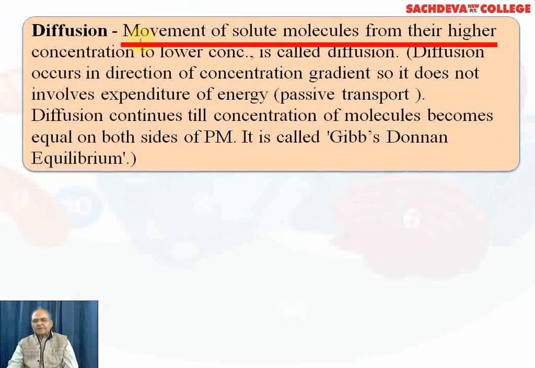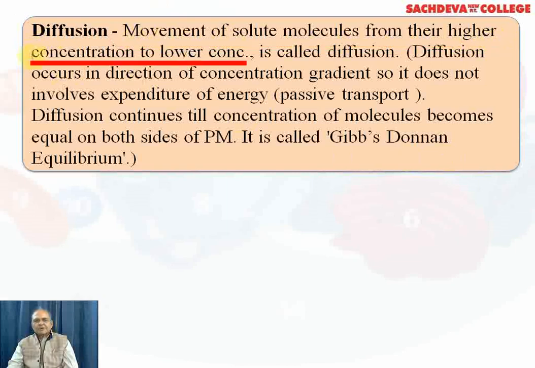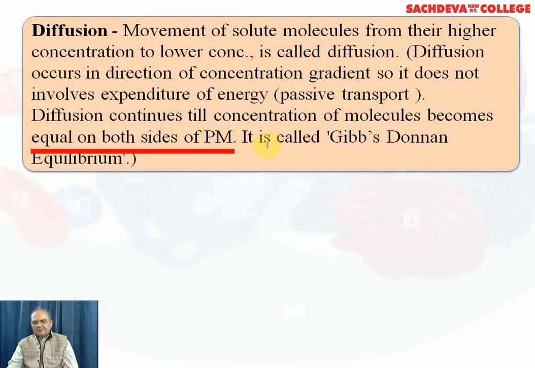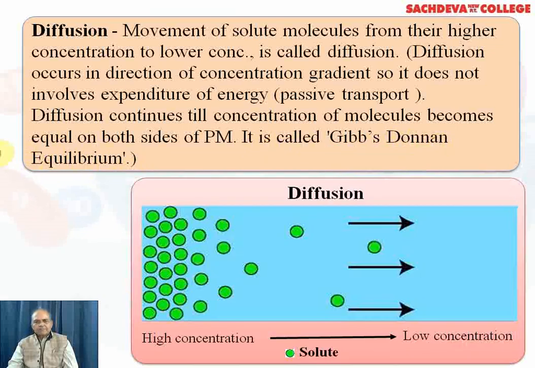Diffusion: movement of solute molecules from their higher concentration to lower concentration is called diffusion. Diffusion occurs in the direction of the concentration gradient, so it does not involve expenditure of energy, or you can call it passive transport. Diffusion continues till the concentration of molecules becomes equal on both sides of the plasma membrane. It is called Gibbs-Donnan equilibrium. You can see the diffusion from high concentration to low concentration until an equilibrium state is attained.